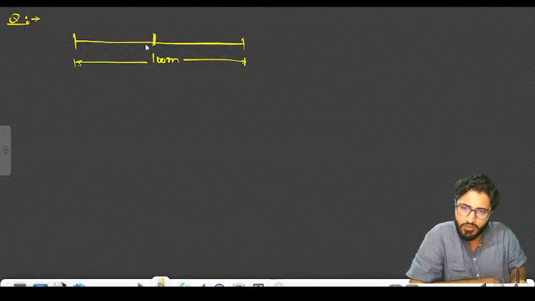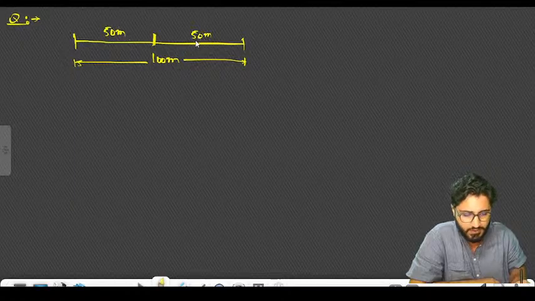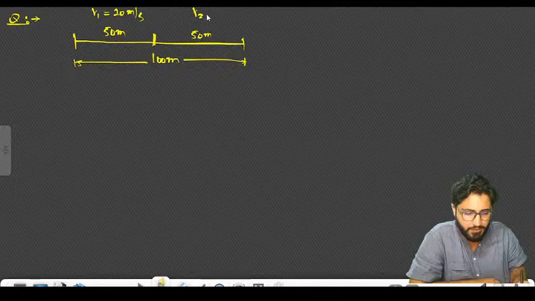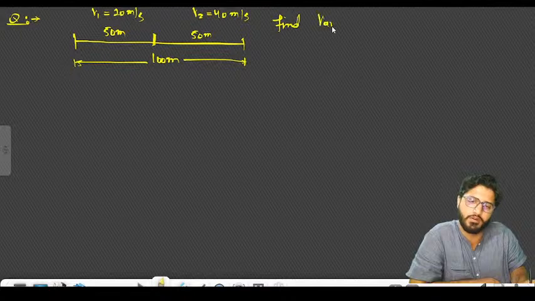A person divides the track into two equal parts, 50 meter and 50 meter. In the first 50 meter, his speed was 20 meter per second. In the second 50 meter, his speed was 40 meter per second. Find average speed.